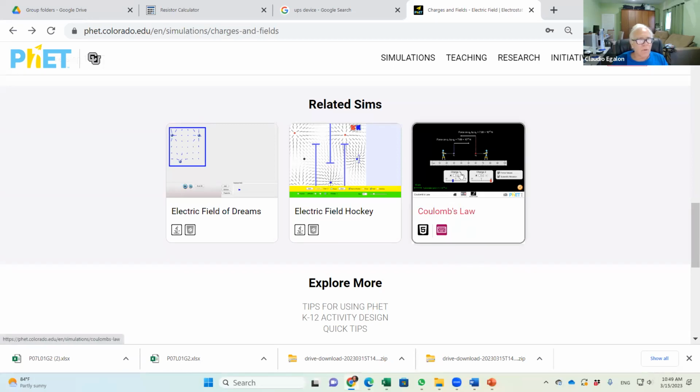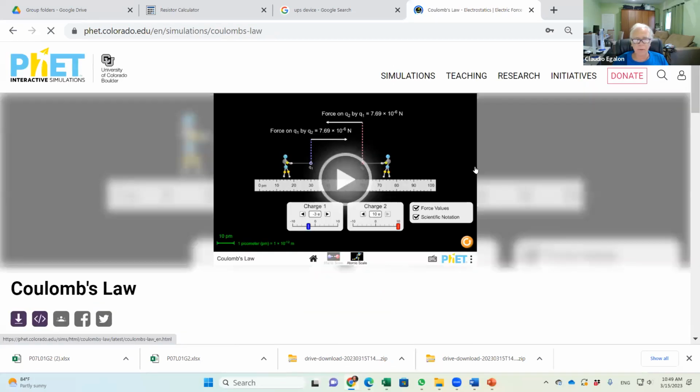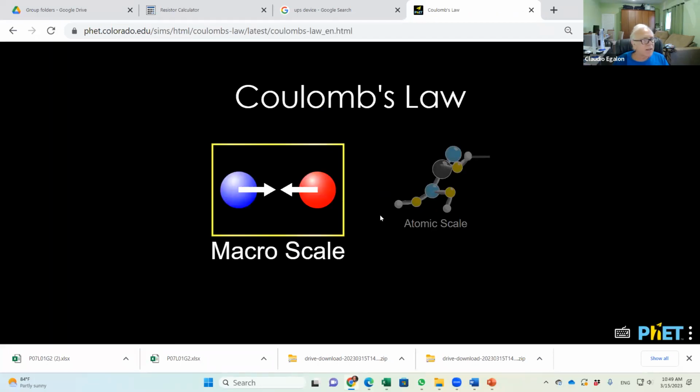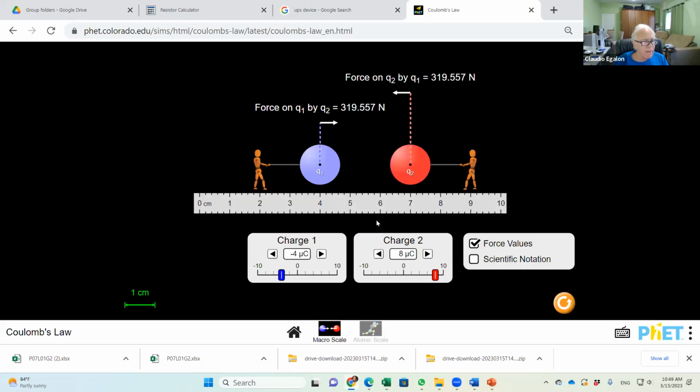Let's see if this one works. Yeah, this one works. No, they changed the website here slightly. Okay, good. Now we have it. And here are the forces, right? Those are Coulomb's law. We can change the electric charge value. I'm decreasing the electric charge value, consequently the force decreases. I increase the electric charge value, consequently the force increases.